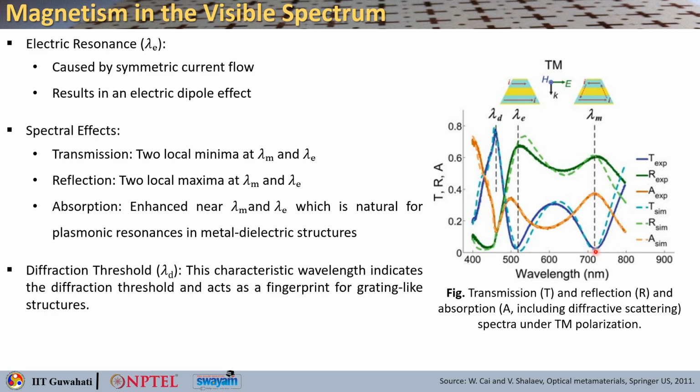Now, if you follow the transmission spectrum, the blue one, it also displays a sharp turn back at a relatively short wavelength, which is marked as lambda d. This characteristic wavelength indicates the diffraction threshold and serves as a fingerprint for such grating-like structures. So from here it will behave like a diffraction grating.